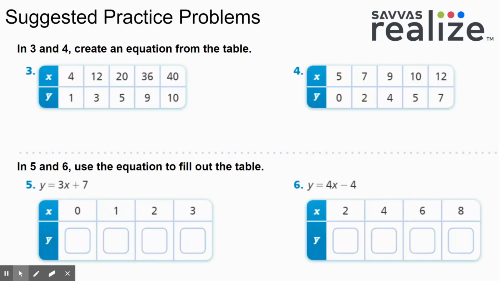Our suggested practice problems for today are from Savas. There are two problems where you're creating an equation from a table. There aren't any word problems associated with it. It's just look at the table, make a pattern, see what you can come up with. And then in 5 and 6, you're going to use the equation to fill out the table. So just the reverse. Give these a shot, write them down. If you need to rewind and rewatch any of the examples, do so. Remember, those are there so that you can write down the examples so that you have them in your notes. And yeah, good luck. Cheese.